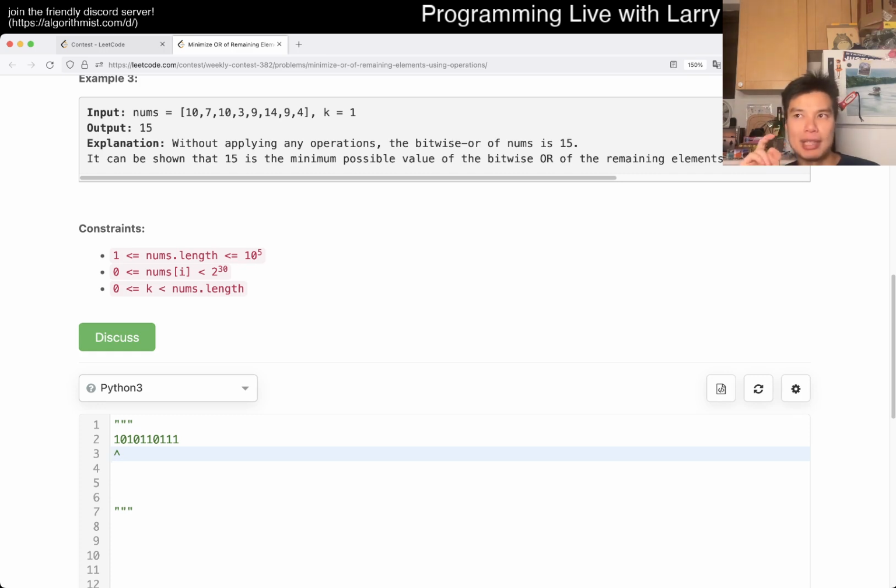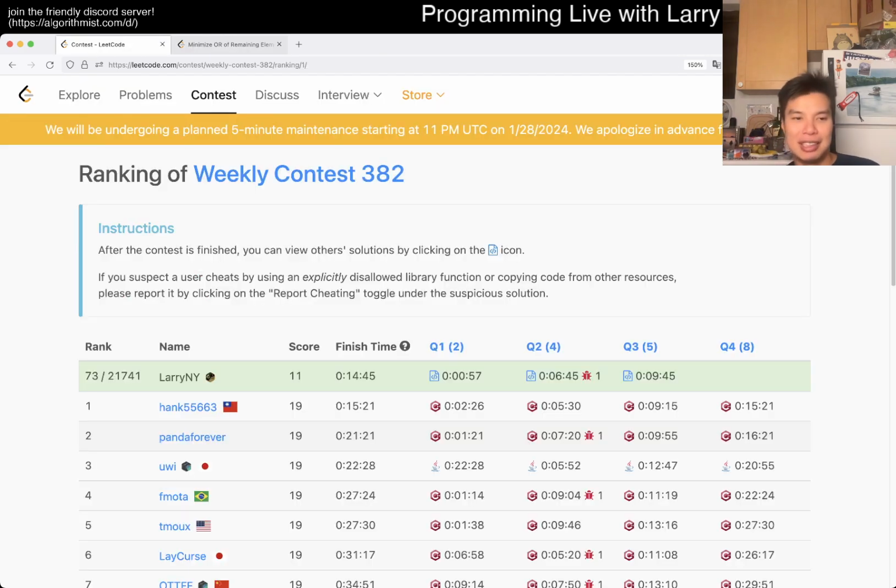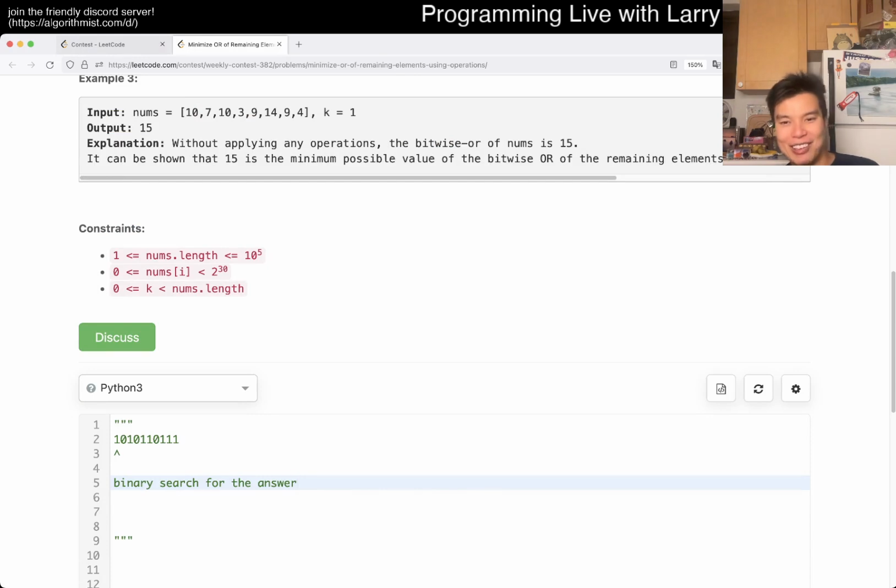There are 2 types of problems that I want to draw inspiration from for this solution, right? One of them is binary search for the answer. I'm not going to go over that in this video, just because it's an 8-pointer. It is probably already going to take a long time, so I'm not going to go over binary search for the answer.